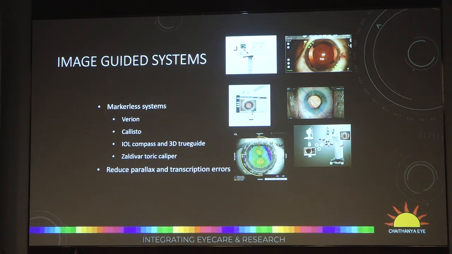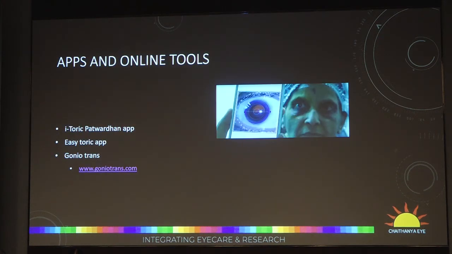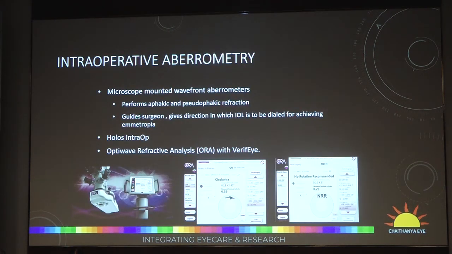There are various image-guided systems, Verion, Callisto, IOL Compass, Zaldivar toric caliper. They help in reducing the parallax and transcription errors while you transfer data from one instrument to the other. There are a number of online tools. This is not an exhaustive list. There are various tools that you can use, apps and online tools using mobile phone photography.